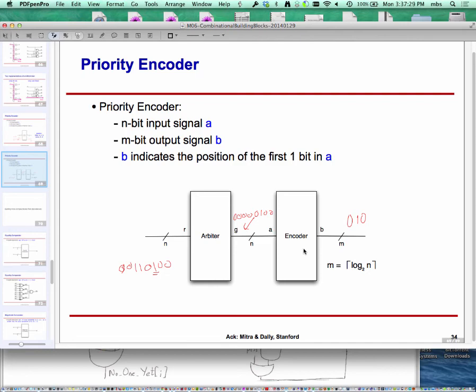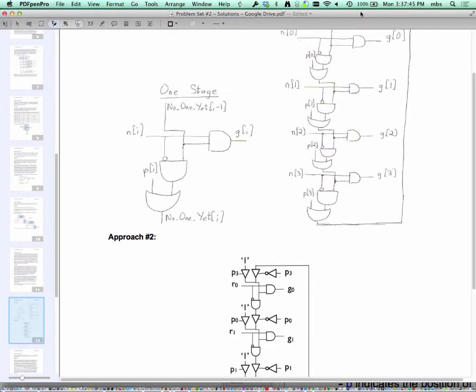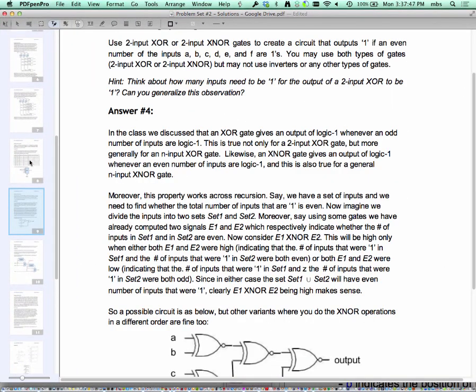Okay. Any further question on the arbiter, priority encoder? Okay. Let's go back to the homework. Let's see.